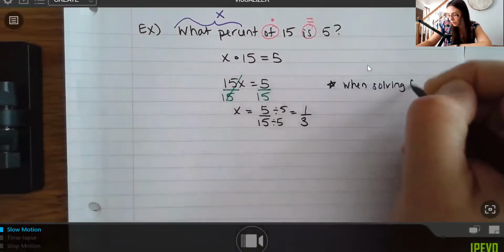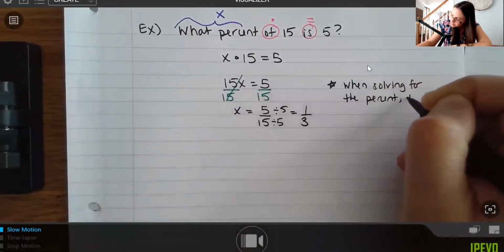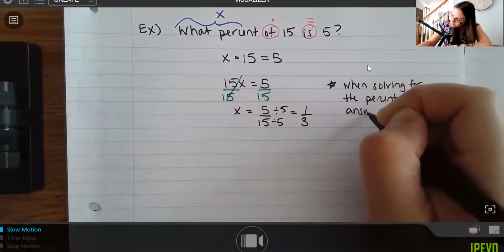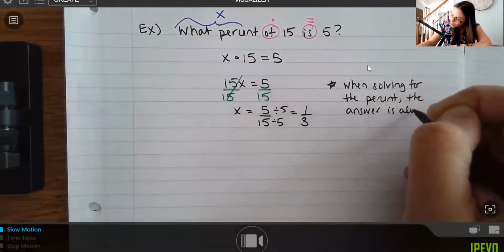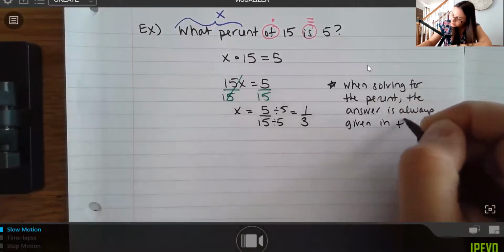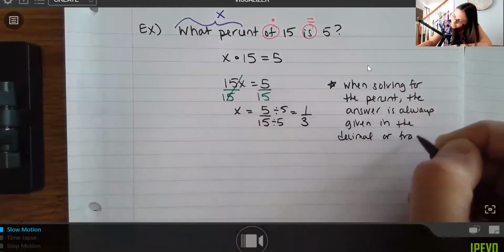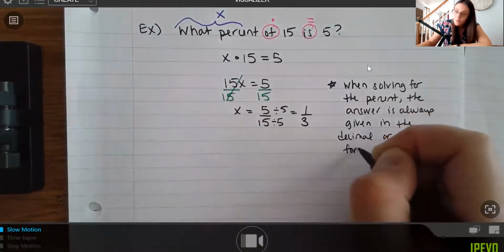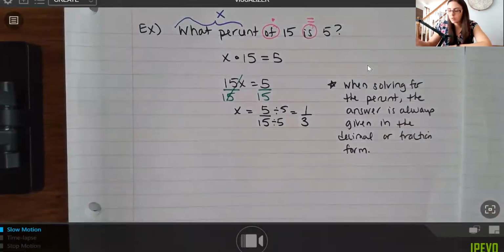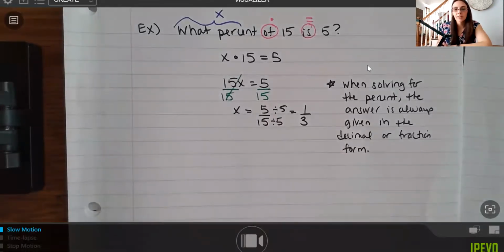When solving for the percent, the answer is always given in the decimal or fraction form. And it just depends on how you solve. So here I use the fraction form to get 1/3, but if I use my calculator, I get 0.333333. So when you're solving for a percent, you actually are getting it in the decimal or fraction form.